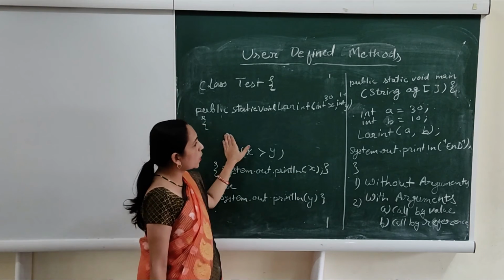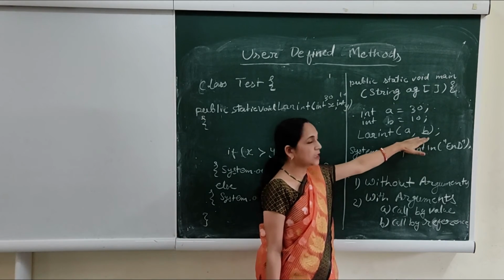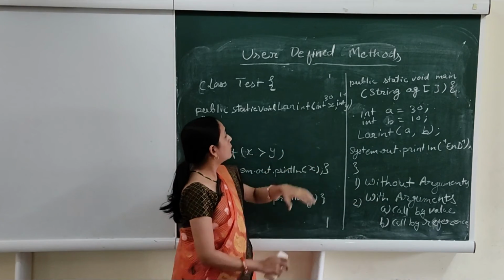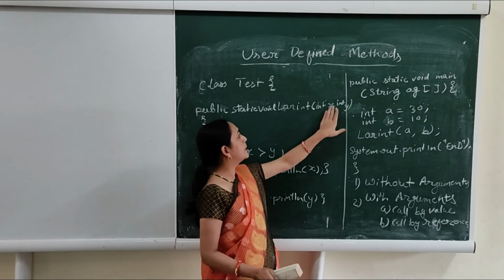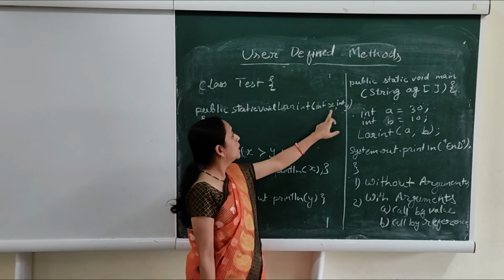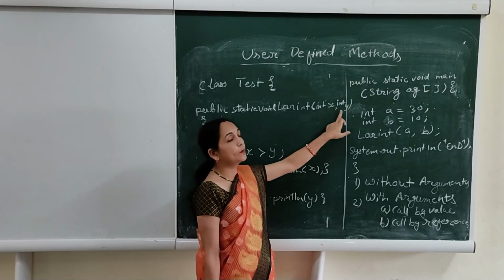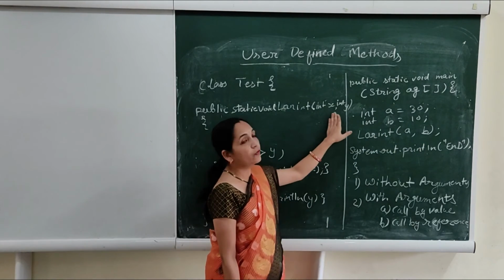Now, when you are calling the arguments, it is called actual parameters. And whatever arguments or variables you are defining inside this header line, we call formal arguments. Okay, so this is actual argument and formal argument.